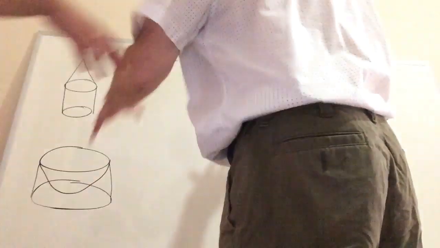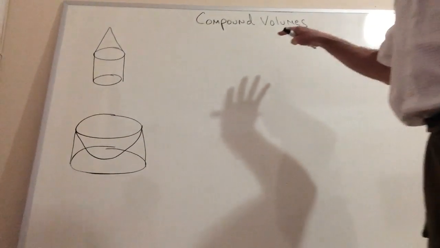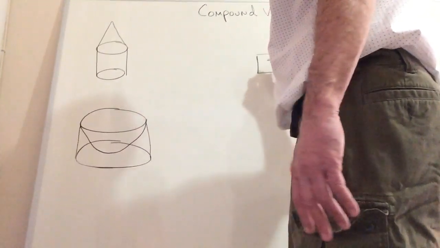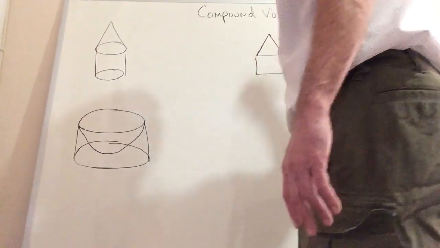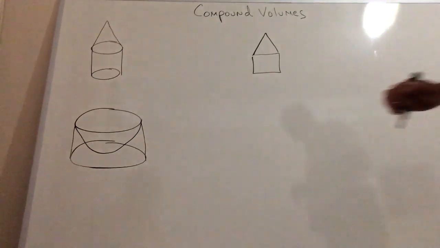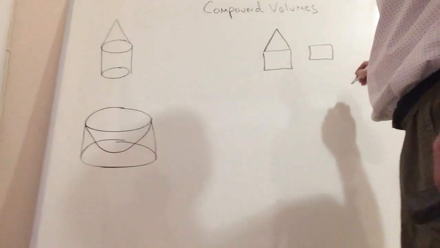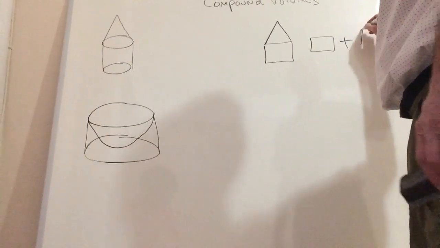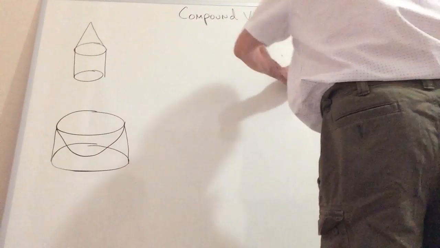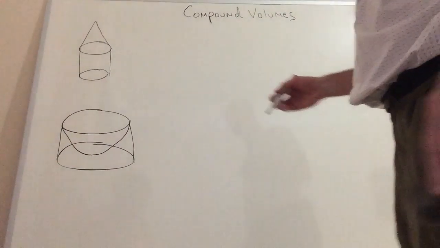Okay, so we're talking about compound volumes, and just like before when we had some sort of square and we put a triangle on top of it, and we said that's compound because the area would be the square plus the triangle. Compound, composite, compuesto. These are words that we use to give this idea.